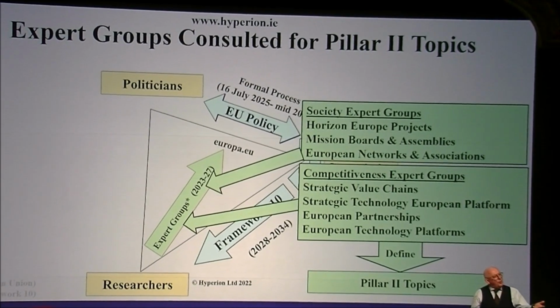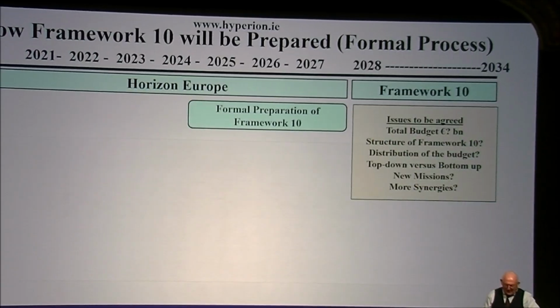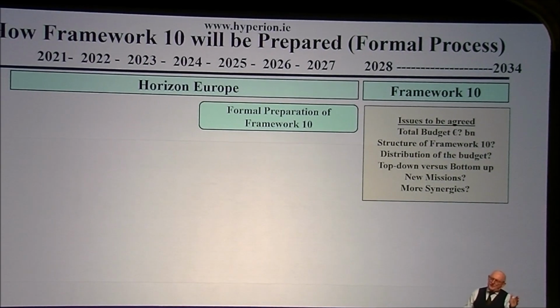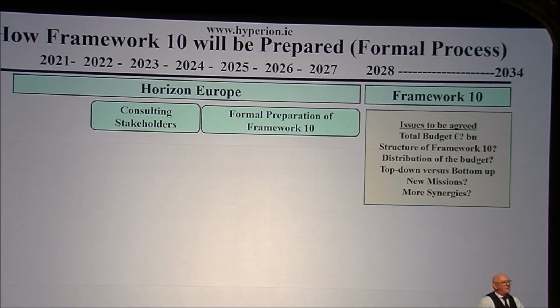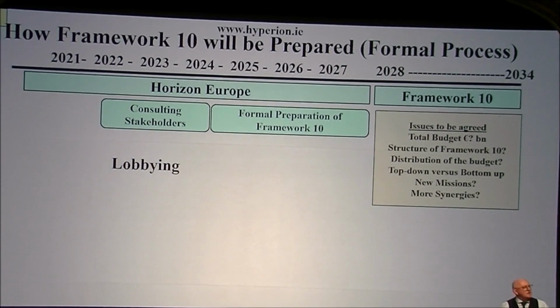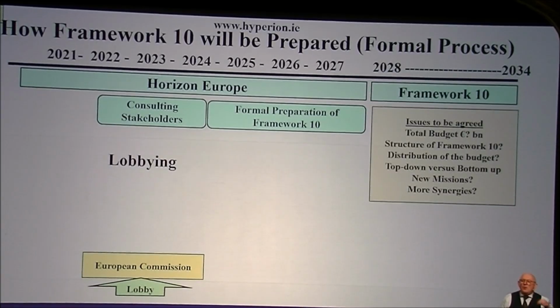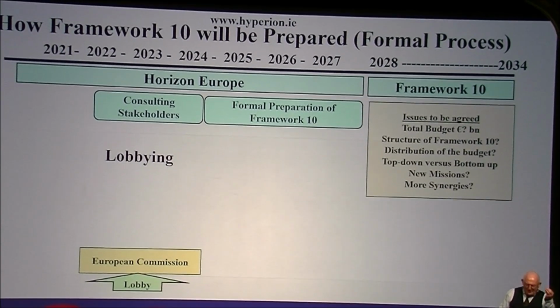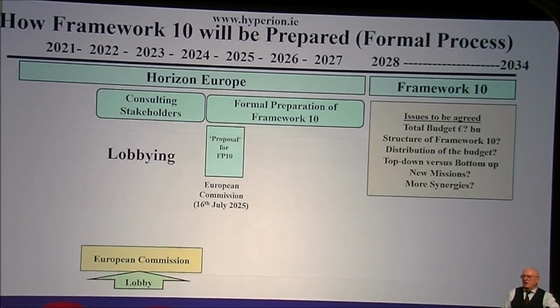Now, they still have to write a winning proposal, so the expert group reports are absolutely critical. So let's put the whole process into a kind of a time scale. From February 2023 until now, it was lobbying. And it was lobbying the Commission, because the Commission, on the 16th of July 2025, put forward the proposal. So all the focus was on the Commission.